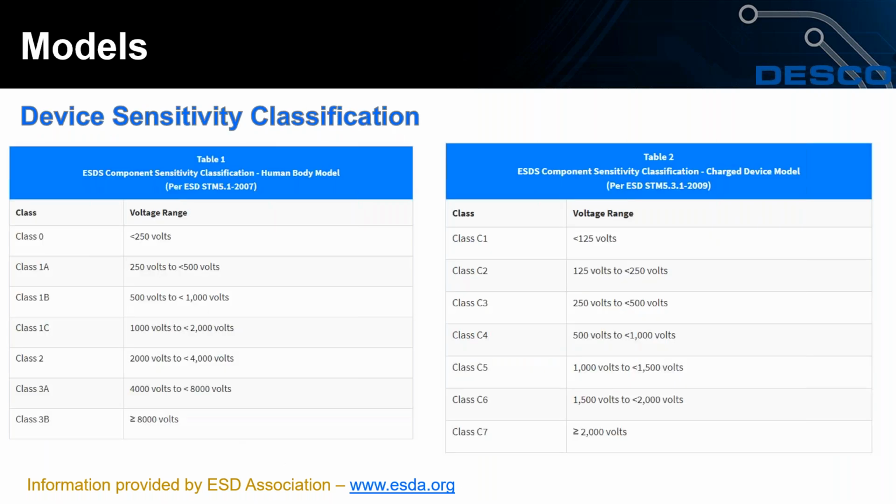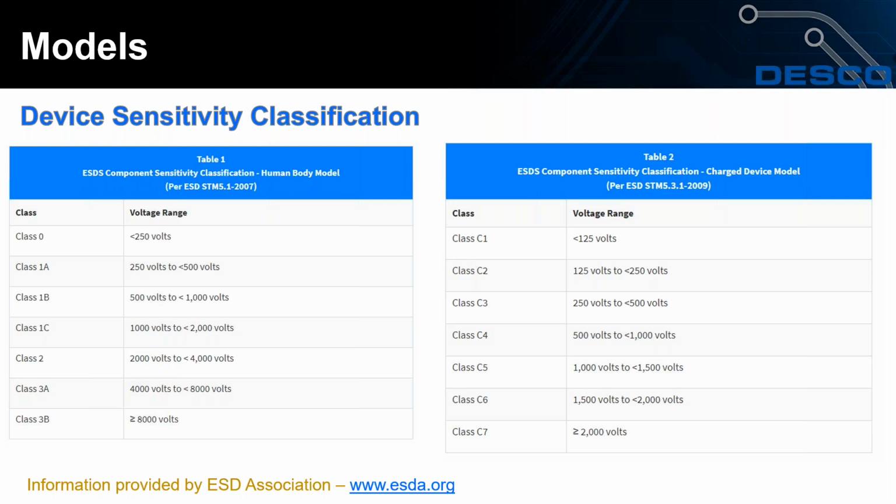Here's some device sensitivity classifications, the ones that I mentioned. On the left, we have the human body model classifications, and on the right, we have the CDM classifications. As you'll see, class 0 are the most sensitive devices, up to 250 volts, and then all the way up to class 3, and we have subcategories as well.